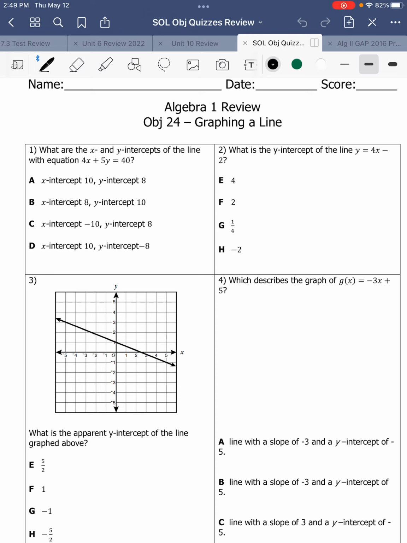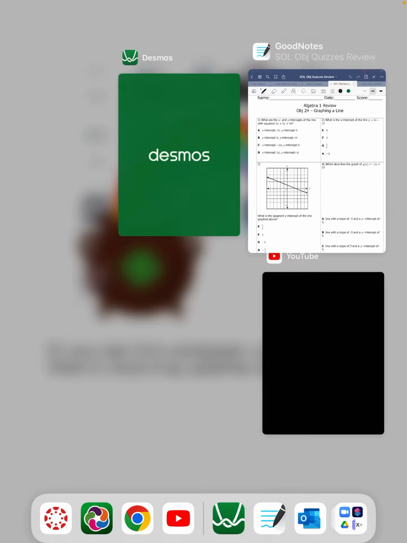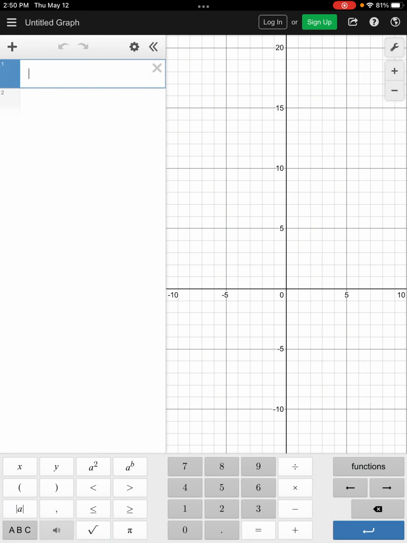So the first problem, we have 4x plus 5y equals 40. We need to find the x and y-intercepts. So let's get the Desmos, still on Desmos. You can do this by hand, but obviously Desmos is going to be a lot easier.